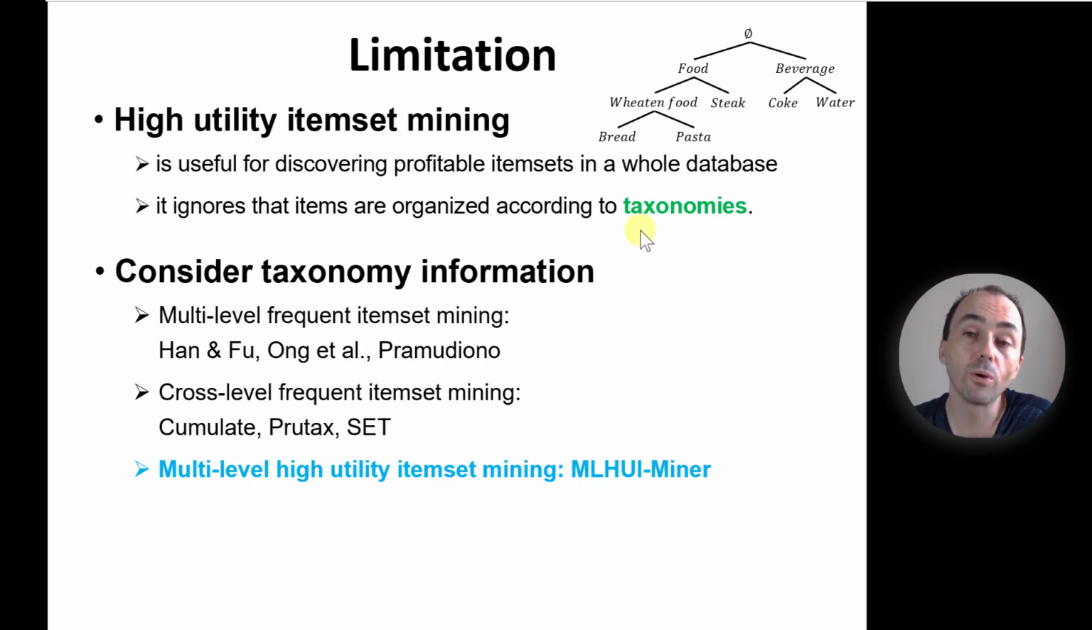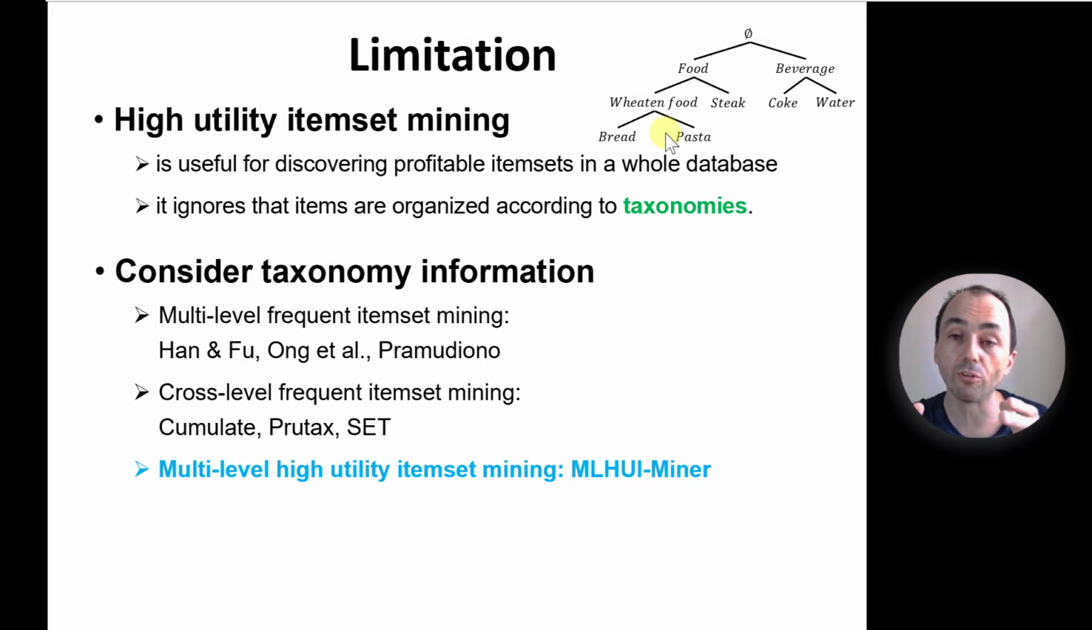That means in real life, the items, for example in a store, are organized into some categories or taxonomy. For example, if you look on top, here we have a taxonomy, like a tree, of different categories of food. So we have food, we have wheaten food or steak, and the wheaten food made of wheat is like the bread or the pasta. And we have another category, like the beverage. We have the Coke, the cola, or the water.